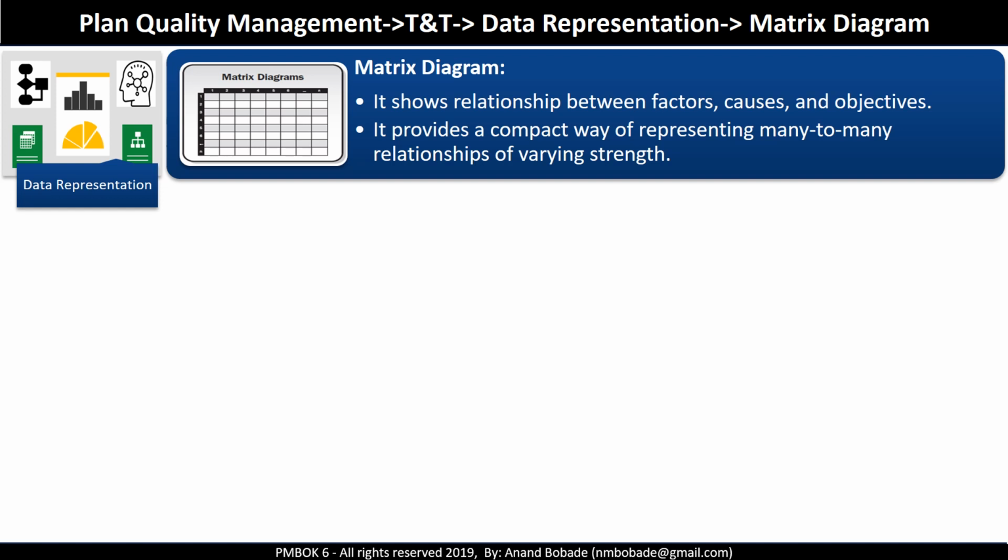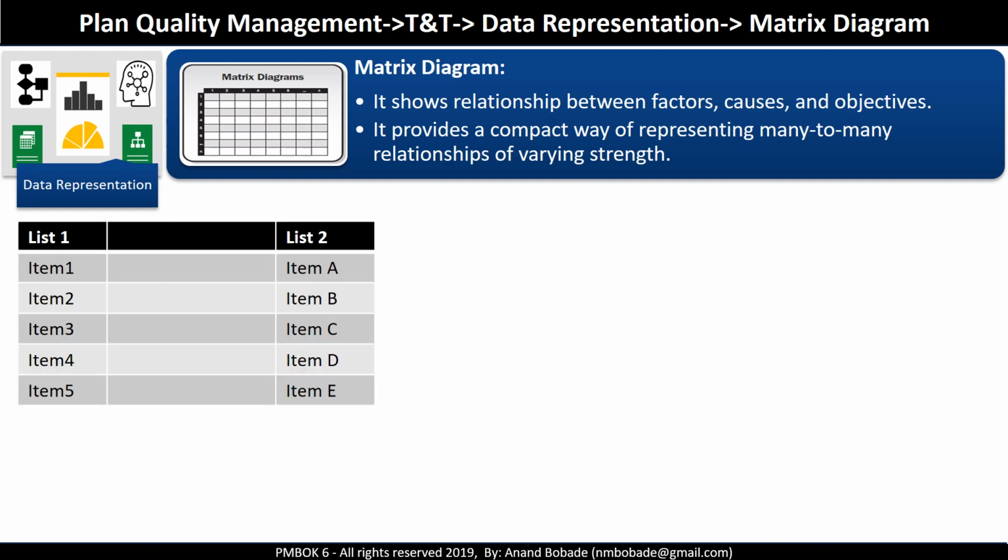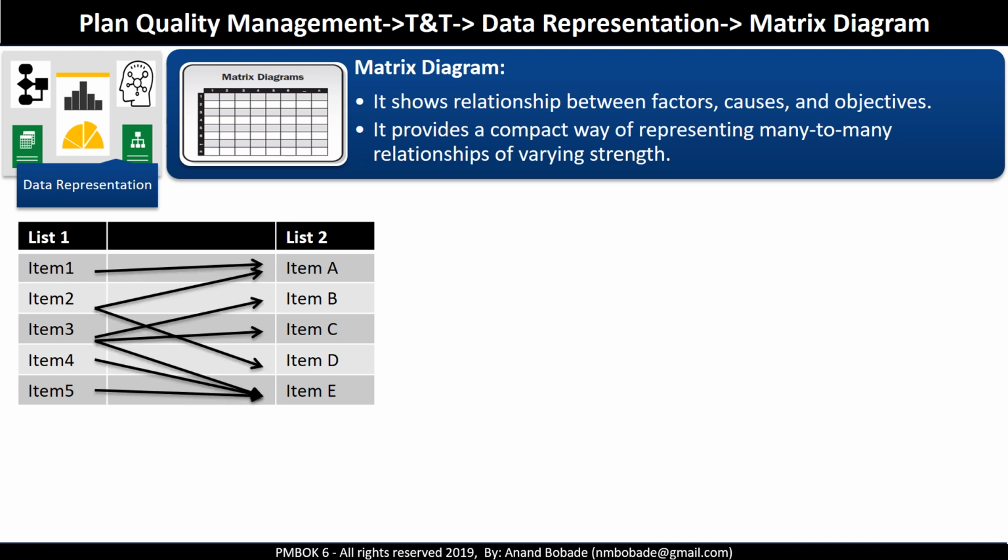Matrix diagram. It shows the relationship between factors, causes, and objectives listed in the rows and columns of the matrix. They are useful in identifying the key quality metrics for a project. It provides a compact way of representing many-to-many relationship of varying strength. For example, if you want to establish many-to-many relationship between values in two columns, as you can see in the picture, you can draw multiple lines representing many-to-many relationship.